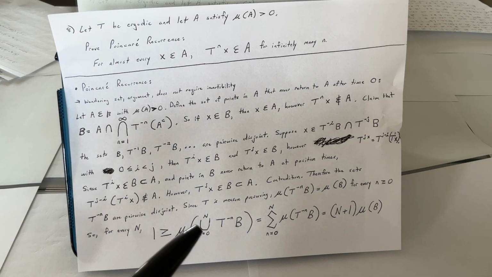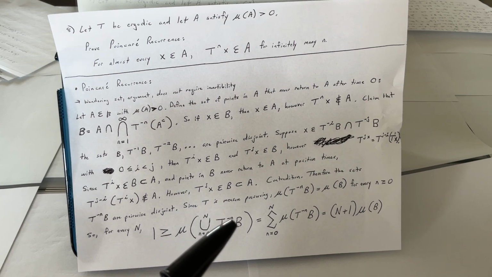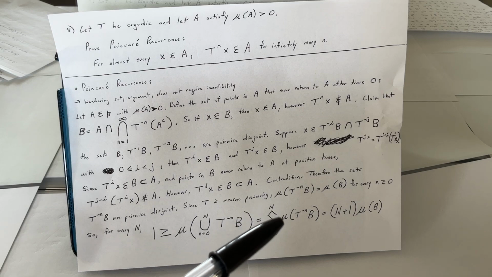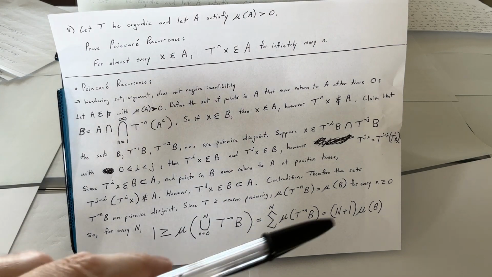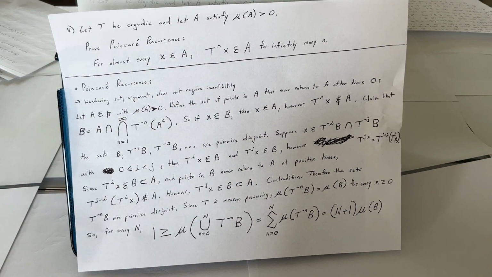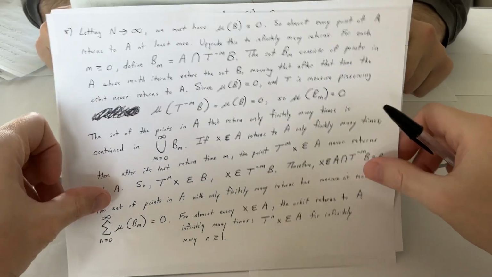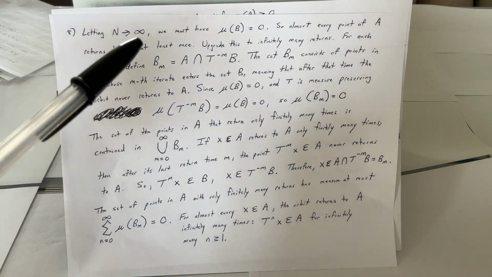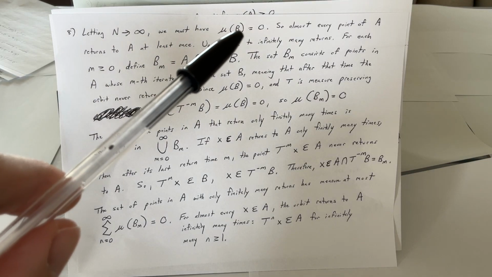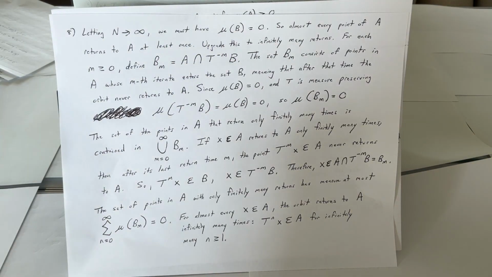1 is greater than or equal to mu of the union, n equals 0 to N, of T to the negative n B. And that's equal to this sum, n equals 0 to N, of mu of T to the negative n B, which equals N plus 1 times mu of B. Okay, and letting N approach infinity, we must have mu of B equals 0, so almost every point of A returns to A at least once.